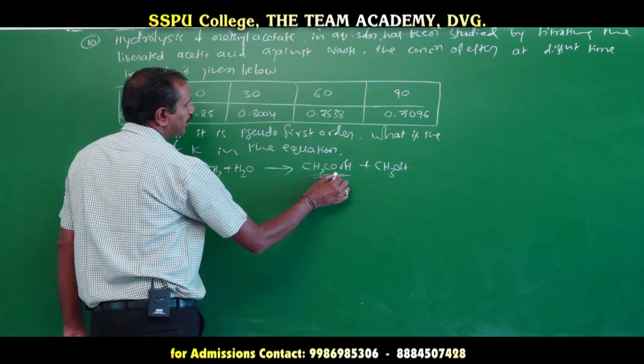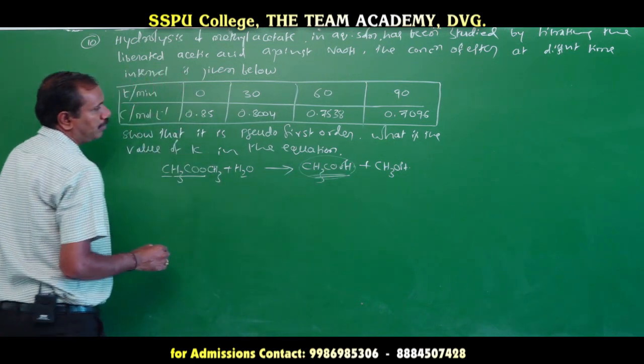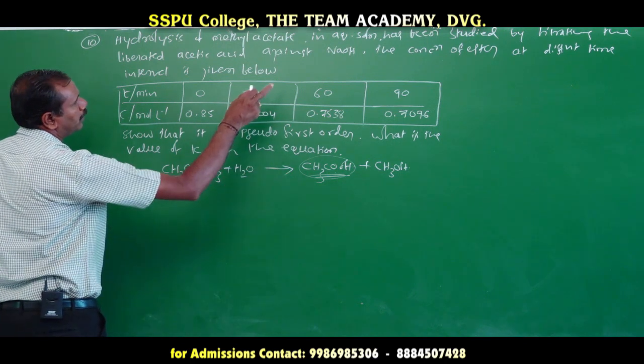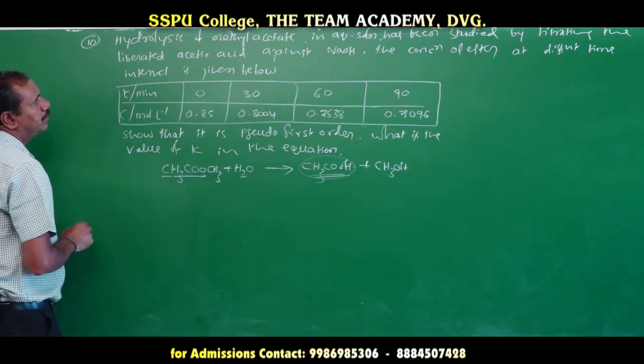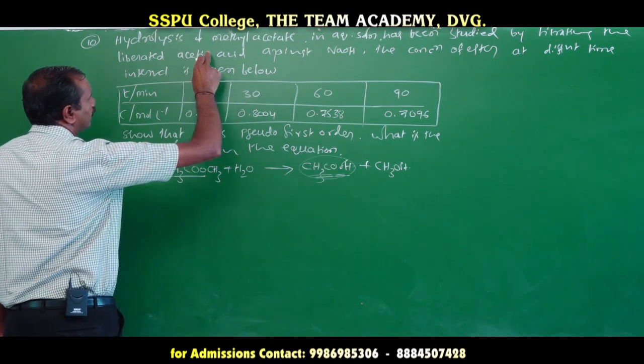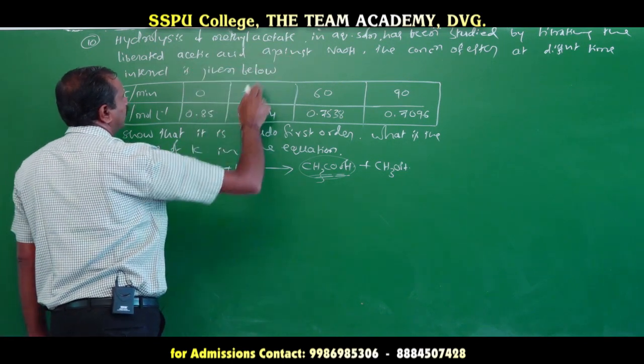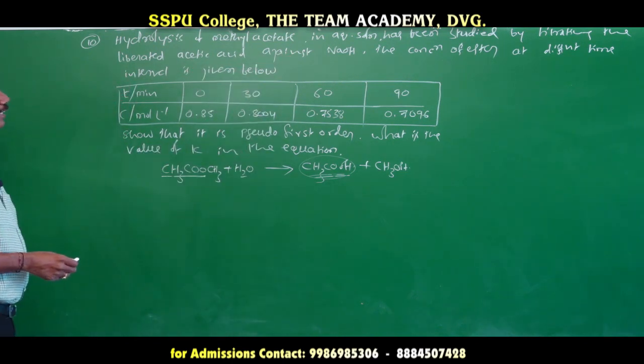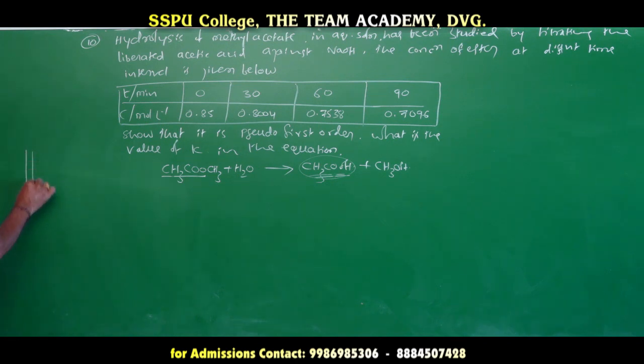Then, what is the quantity of acetic acid which is formed? It can be titrated using sodium hydroxide solution. The product formed is acetic acid, and whatever quantity of acetic acid is liberated can be determined by titrating with NaOH. So, we take the methyl acetate and water in a conical flask, and NaOH solution in a burette. At different time intervals, that solution is titrated against NaOH solution.